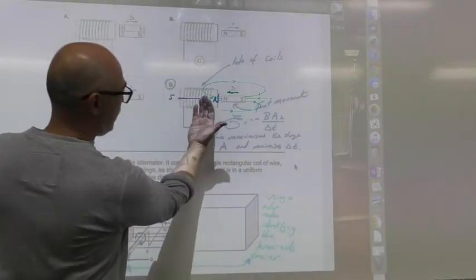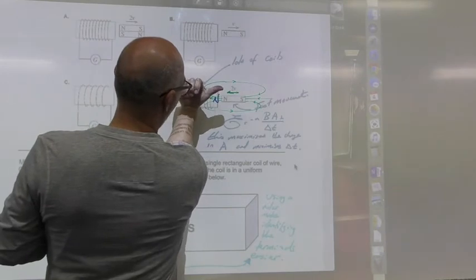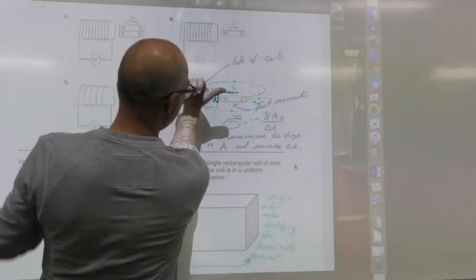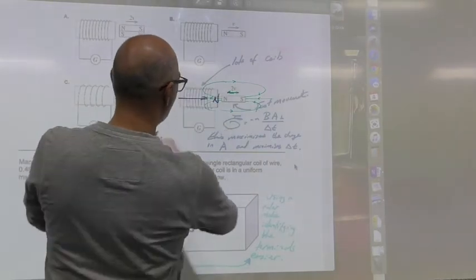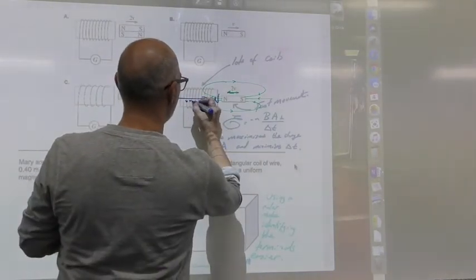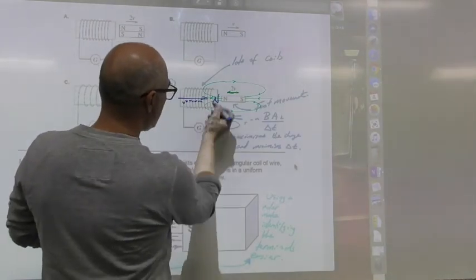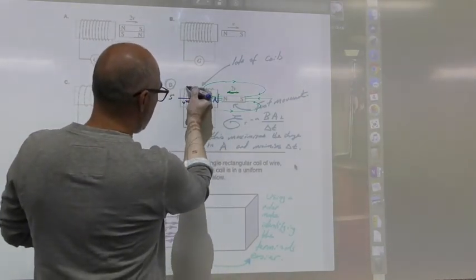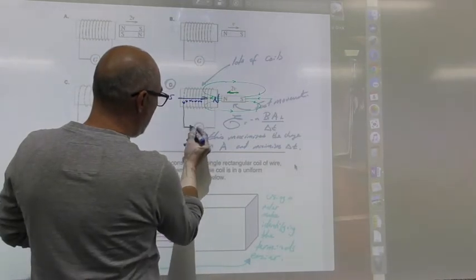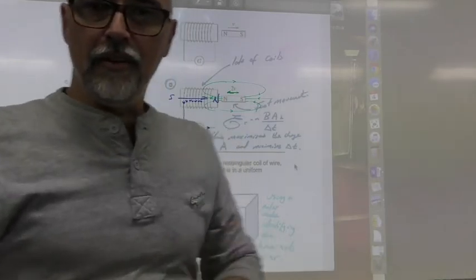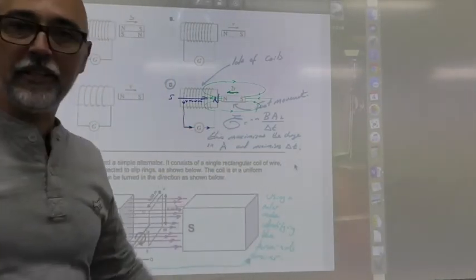For that to happen, my fingers need to be wrapping around the coil like that, so my thumb goes this way, so that's my north binding rule. That tells me my current's running down. And if my current's running down, notice it comes down that way. Oh, there you go. Through the galvanometer in the opposite direction.